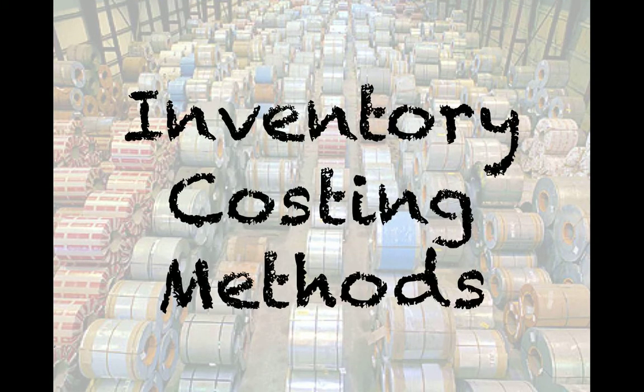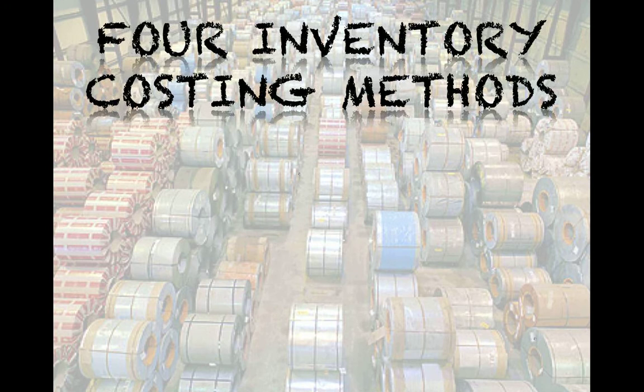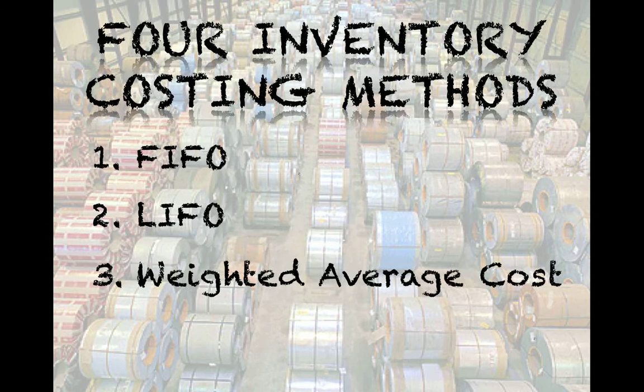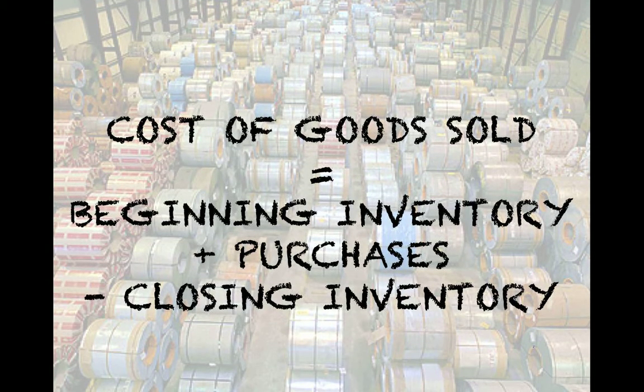This screencast will look at inventory costing methods and their implications on cost of goods sold and ending inventory. There are four inventory costing methods: FIFO, LIFO, weighted average cost, and specific identification. The inventory method chosen will determine the recorded value for cost of goods sold and will therefore also determine the recorded value for closing inventory.